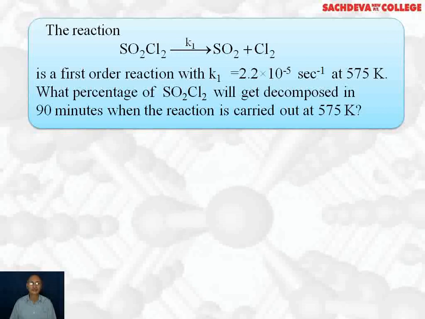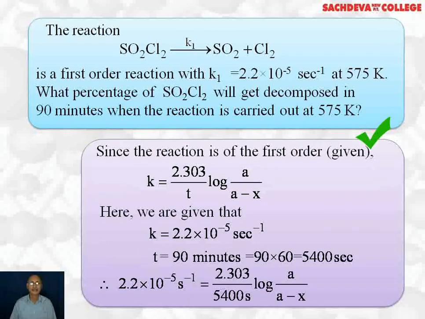Next question, the reaction SO2Cl2 gives SO2 plus Cl2. Rate constant K1 for this first order reaction is equal to 2.2 into 10 to the power minus 5 per second at 575 Kelvin. We want to find out what percentage of SO2Cl2 will get decomposed in 90 minutes when the reaction is carried out at 575 Kelvin. Since the reaction is of first order, it's already given, so K is equal to 2.303 divided by T log of A divided by A minus X.